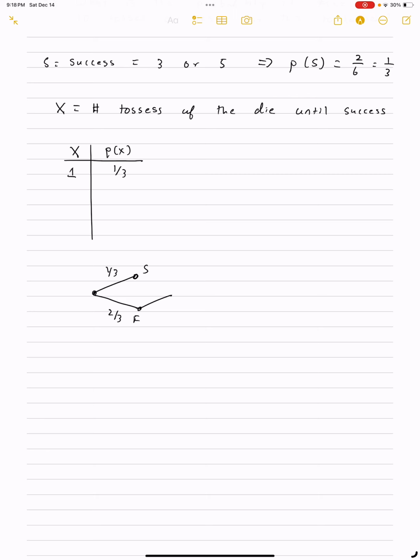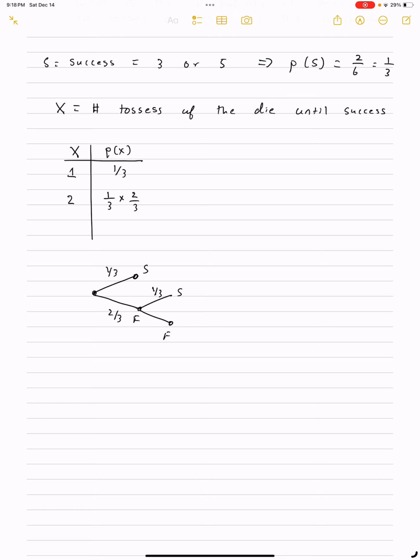On the second toss of the coin, you can have success, or you can have another failure. So this would be probability x equals 2. That means that the first toss was a failure, the second toss was a success, so that'll be 1/3 times 2/3.